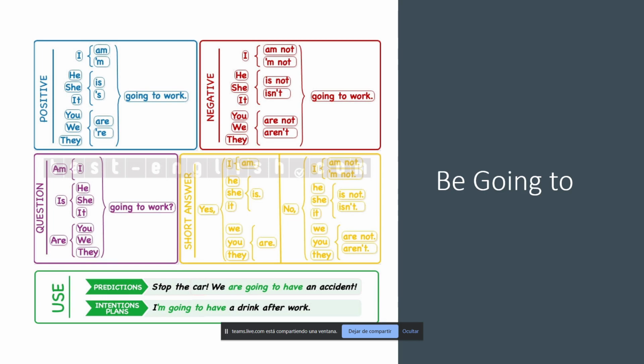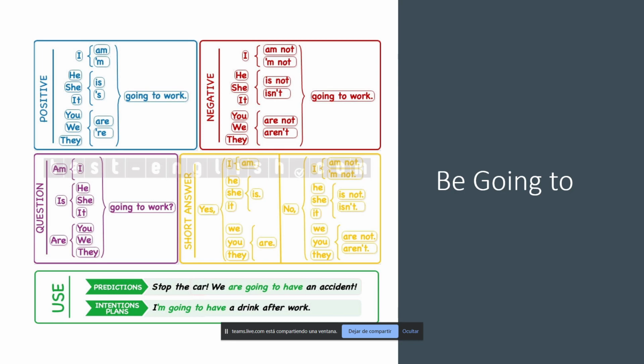Yes. And well, we have here the uses: to talk about predictions, intentions, and plans. Predictions only if there is evidence. For example, stop the car, we are going to have an accident. Maybe the evidence is that the person driving is going really fast.